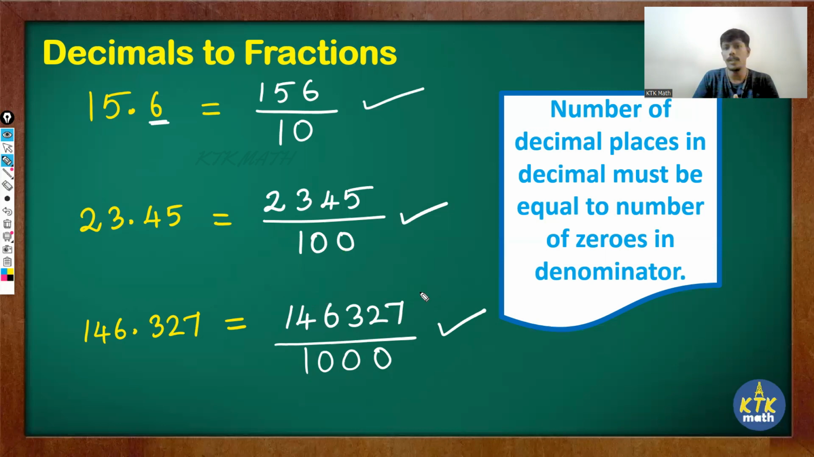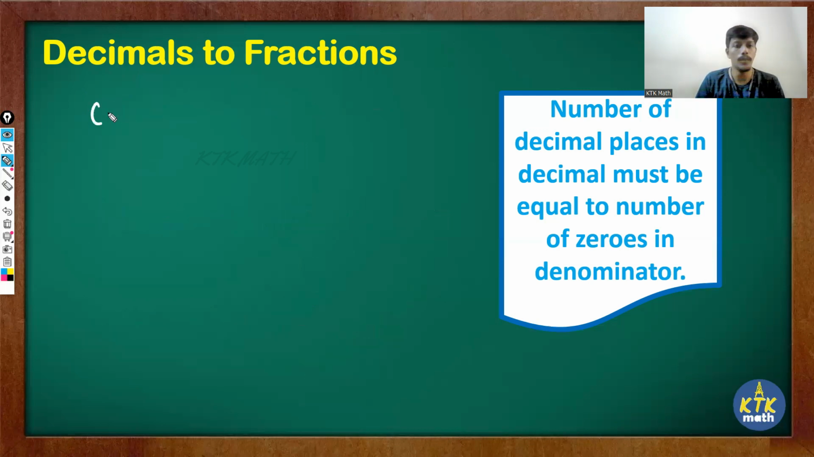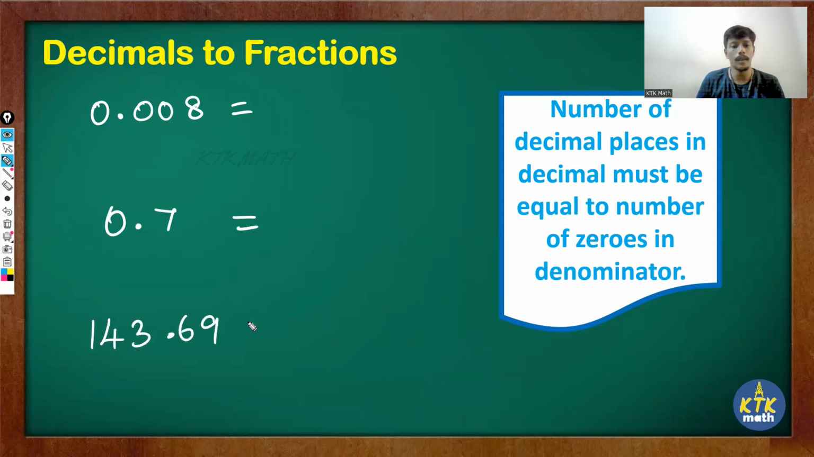So the same condition: the number of zeros in the denominator is going to be exactly equal to the number of decimal places. Okay, I'll give 3 more examples. If you have 0.008, or 0.7, or 143.69, just check all these cases. Here you have just 8 only. No need to write 0.00, no need to include it, just 8 only.